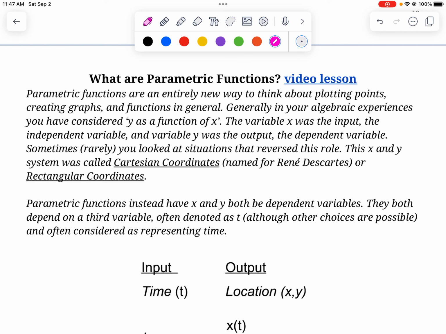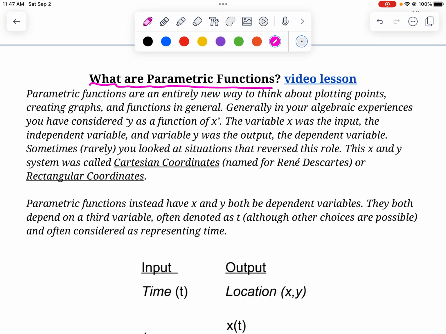Hello, today we are going to briefly consider what parametric functions are. This lesson video really is not a calculus video. We are really just looking at a new region of mathematics where we have more than one variable. Actually, I shouldn't say that. I should say more than two variables.